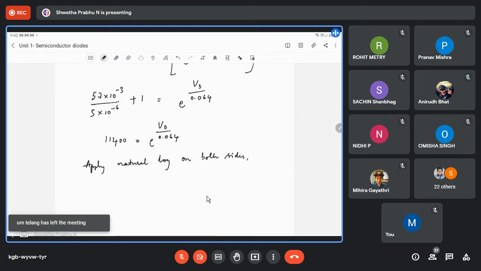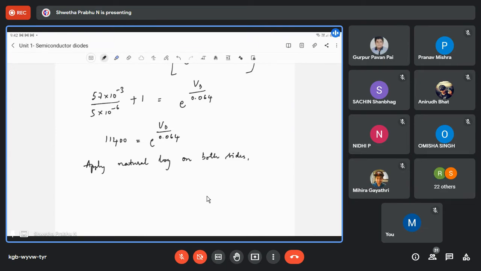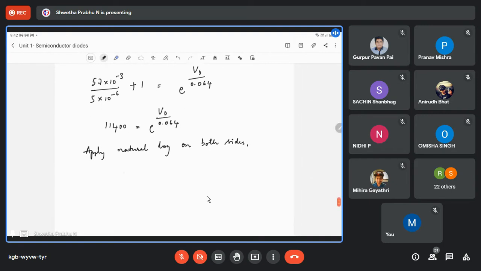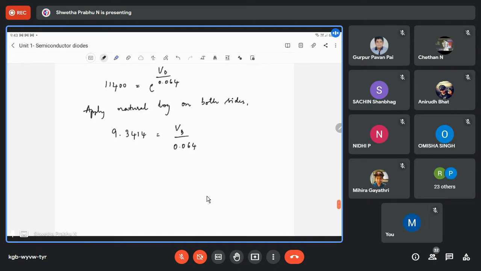Apply log on both sides, and then solve. In your calculator, you can find ln. Please use that. If you apply natural log, you will get 9.3414. Make sure that after decimal, you consider some four places, so that you'll get accurate results. This is Vd divided by 0.064. So if you cross multiply, you'll get Vd. This is approximately equal to 0.6 volts.